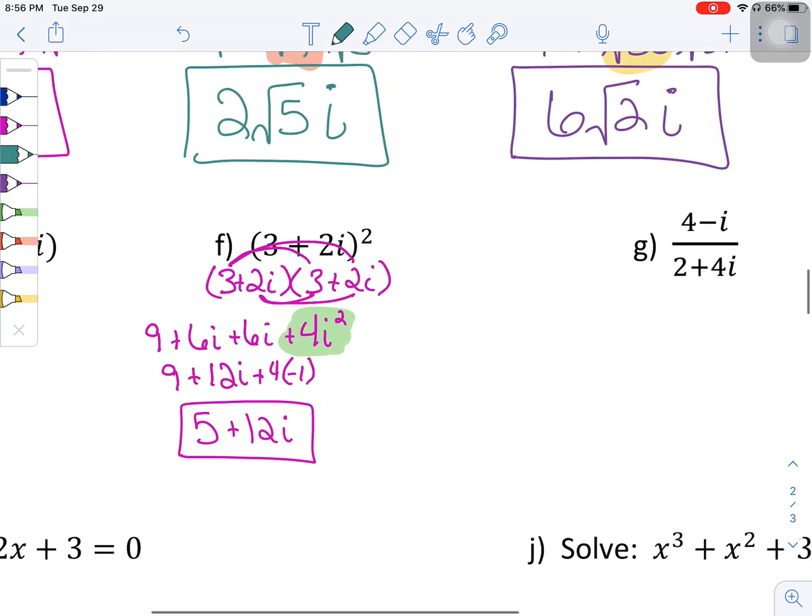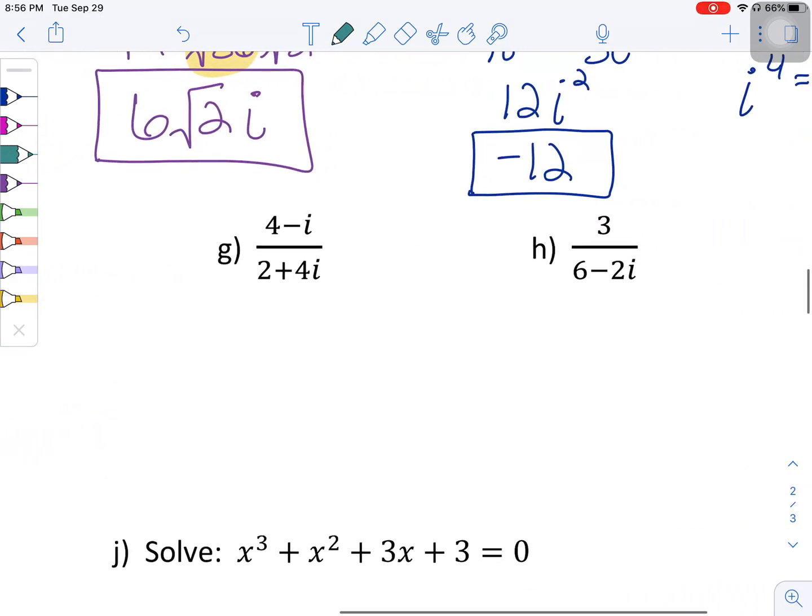All right, letter G here. Now, letter G looks like maybe when you first glance at it, it's like, oh, it's done. There's nothing else you can do there. Unfortunately, we have an i in the denominator. i in the denominator represents a square root, and we're not such a big fan of having square roots in the denominator. So what we want to do is be able to multiply this times something in order to get the denominator to be just a normal integer value.